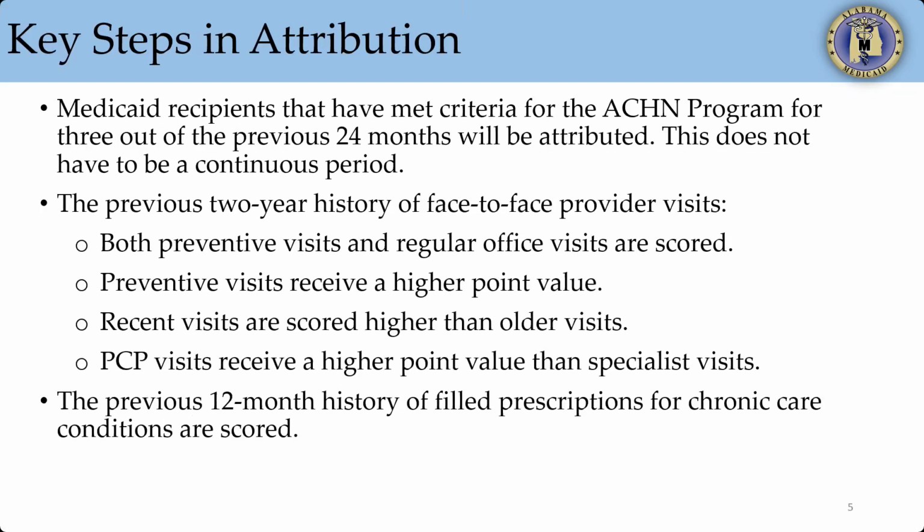The key steps in attribution are first that the Medicaid recipients have met the criteria for the ACHN program for 3 out of the previous 24 months. These 3 months do not have to be continuous. The process then looks at the previous 2-year history of face-to-face provider visits. Both preventative visits and regular office visits are scored. Preventative visits receive a higher point value, and then recent visits are scored higher than older visits. PCP visits will receive a higher point value than specialist visits. And then we also add the previous 12-month history of filled prescriptions for chronic care conditions to the score.